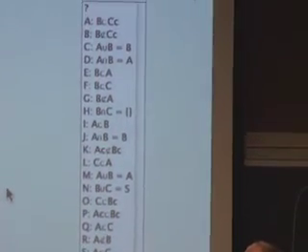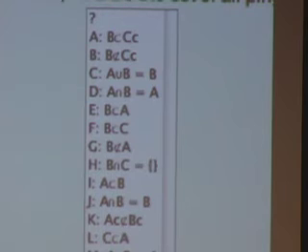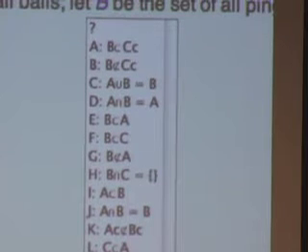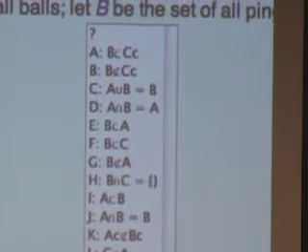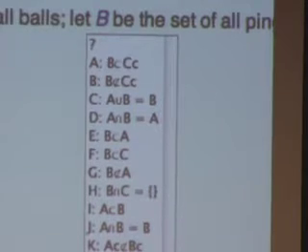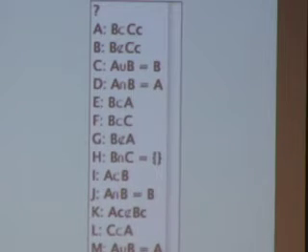Is B a subset of C complement? So is the set of all ping pong balls a subset of the things that are not basketballs? They're spherical objects that are not basketballs or ping pong balls or balls, right? And this is basically saying, are there any basketballs that are ping pong balls? No. Okay. Every ping pong ball is a non-basketball. Right? That's another way of saying this. Okay, so that's true.